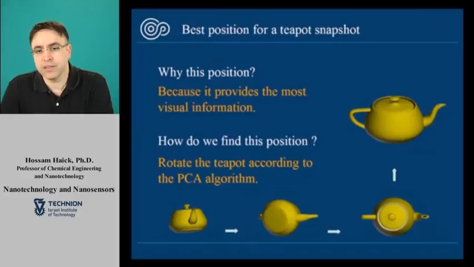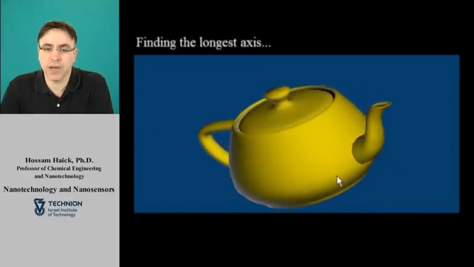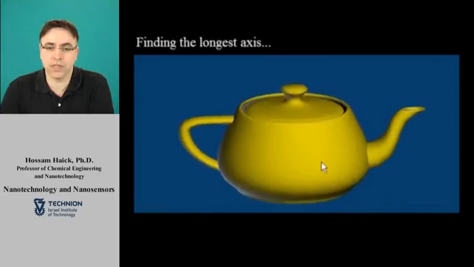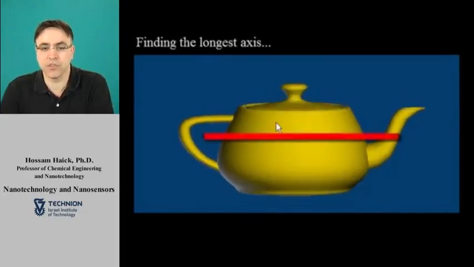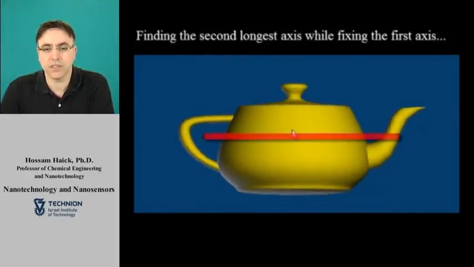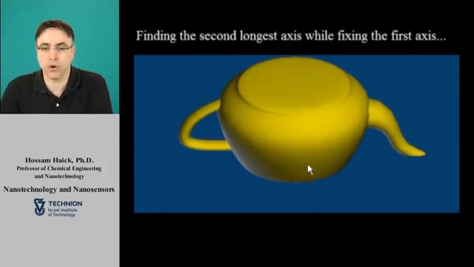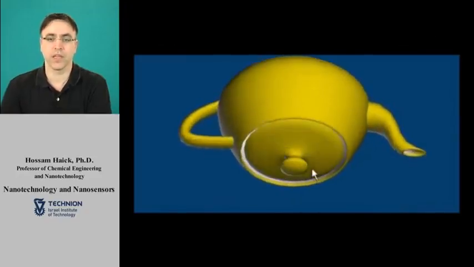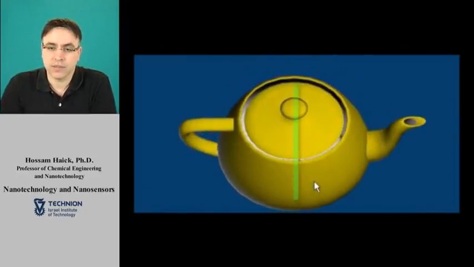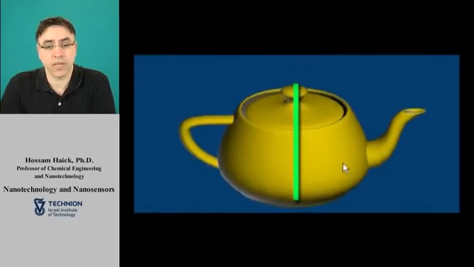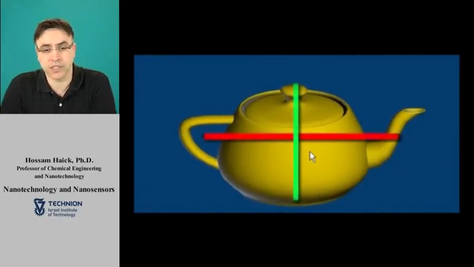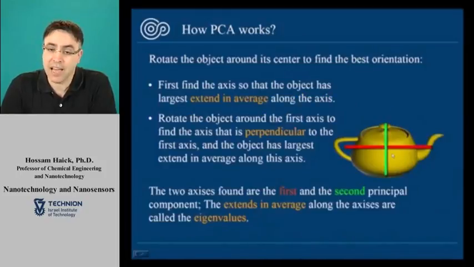The way to find this visual information is by rotating the pot around its center till the longest axis is revealed. The next step is to find the second longest axis that is orthogonal to the first one. The two axes found are the first and the second principal component in this case. The teapot that had many dimensions now has only two main dimensions that contain most of its information.